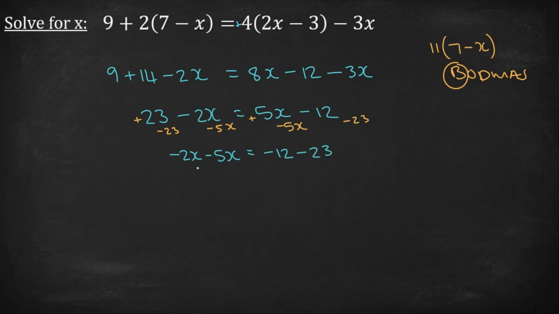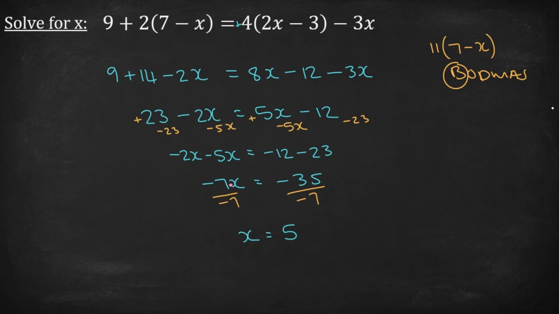Now it's time to combine all the like terms, and that will give us negative 7x. And on the right-hand side, we've got negative 12, and I subtract another 23. That gives us negative 35. Now let's have a look at the x on the left-hand side. Now this x is being multiplied by negative 7, so the inverse is dividing by negative 7. I'm dividing by negative 7 because negative 7 divided by negative 7 will give us 1. So what we do on the one side, we have to do on the other side. And that leaves us with x equals 5.